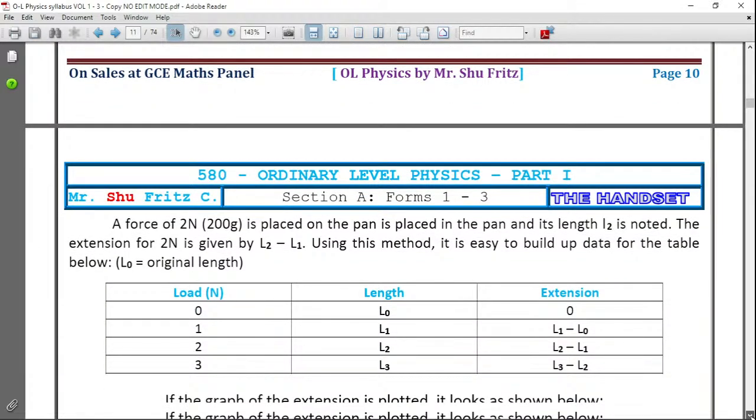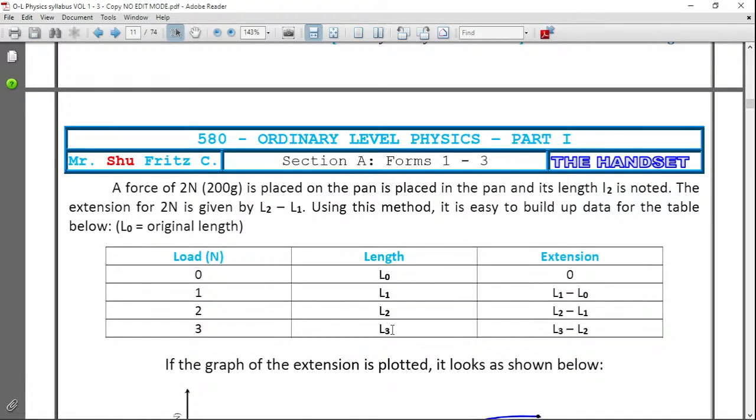So let's look at this example. Sometimes also you are given a table like this and you'll be asked to calculate maybe the extensions. So here, when there is no load, that is, the load is 0, load meaning weight or mass, you have the natural length of the spring, and the extension is always equal to 0 when the pan is not loaded.